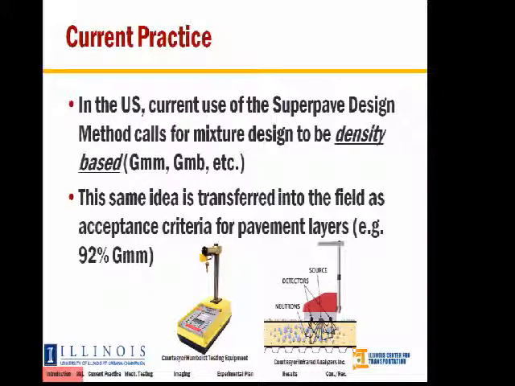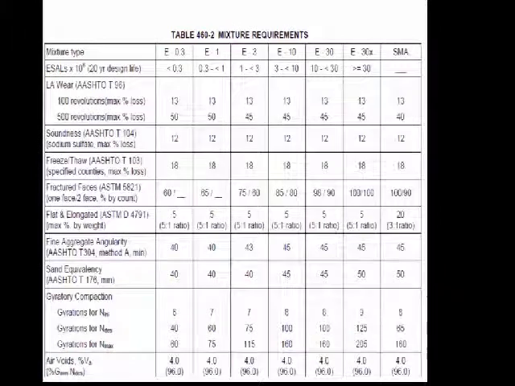So we run laboratory mix design, determine that GMM and GMB, and come up with our criteria for this 92% GMM. We've got a couple of illustrations here just showing how we currently measure that density in the field, or one of the methods that we use to measure that density in the field with the nuclear gauge. So we're able to determine the level of compaction for that field compacted asphalt.